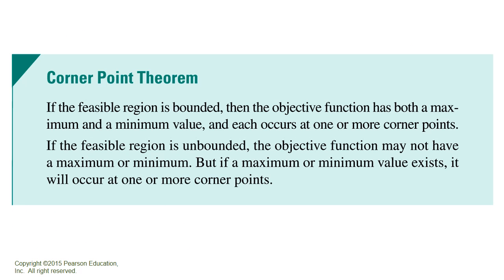Okay, the corner point theorem says that if the feasible region is bounded, then the objective function has both a maximum and minimum value, and each occurs at one or more corner points. If the feasible region is unbounded, the objective function may not have a maximum or minimum, but if it exists, it will occur at one or more corner points.